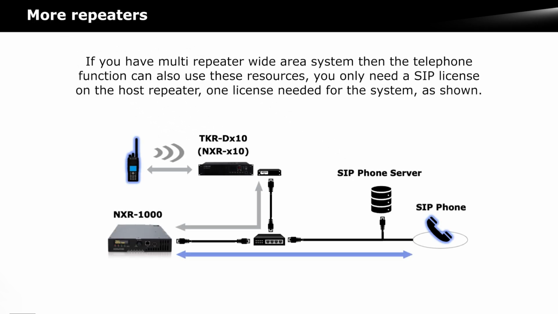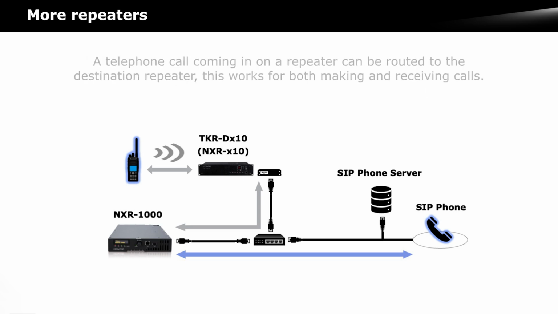If you have a multi-repeater wide area system, then the telephone function can also use these resources. You only need a SIP license for the host repeater, only one license needed for the system as shown. A telephone call coming in from a repeater can be routed to a destination SIP repeater. This works for both making and receiving calls.